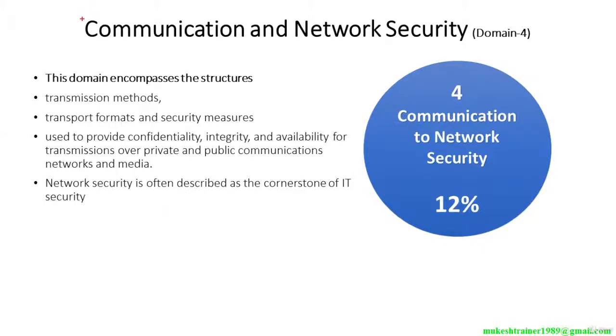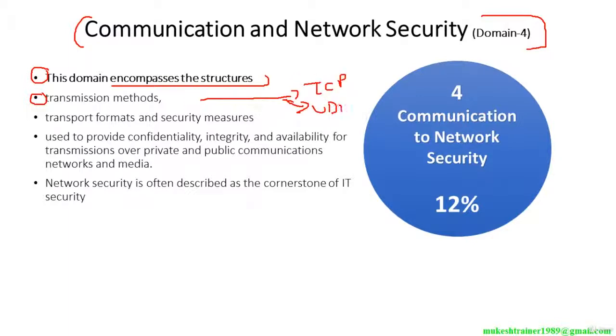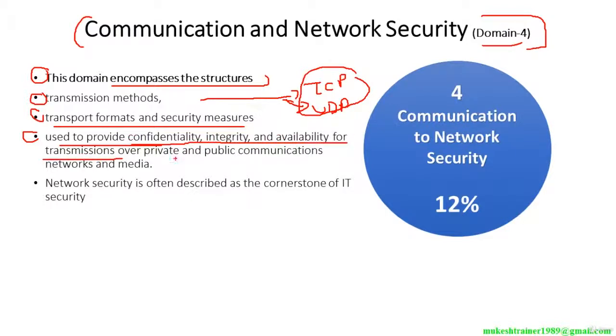Here is domain number 4, that is communications and network security. Probably the networking part is here. This domain encompasses the structure of a network, transmission, and what kinds of transmission methods there are. There are probably many TCP or UDP topics if you have experience with those modules, but I will be talking about everything in domain number 4. It covers transport formats and security features used to provide CIA, again confidentiality, integrity and availability, for transmission over private and public communication networks and media. So, communication will be either private or public. What kind of protocols we are going to use, and what kind of security we are going to make sure of. That is probably the network security.